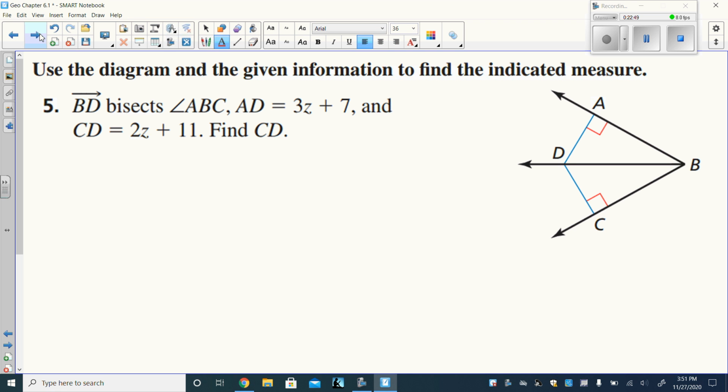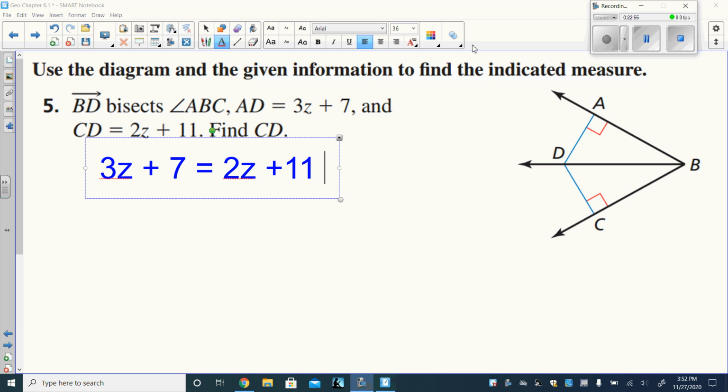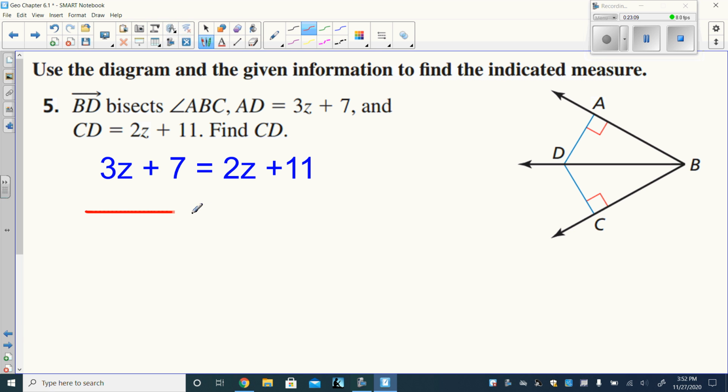Well, because I know it's an angle bisector, I know that AD and CD are going to be congruent. And since I know they're congruent, I'll set them equal to each other. The reason we're doing this is to find the value of z. And once I find the value of z, I can plug it back in to find the length of CD. So we set them equal to each other. Now the next thing we can do is get z by itself. So I'm going to subtract 2z to get z on the same side of the equal sign.